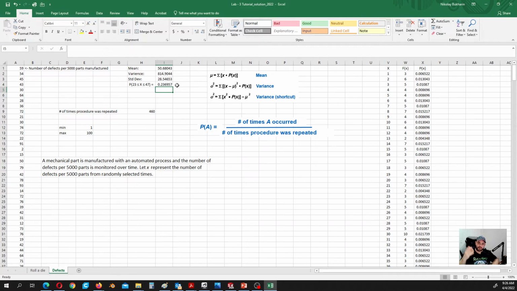So this is if we keep checking 5,000 parts. What is the probability to get 23 defects or 24 defects or 25 and so on and so forth up to 47? Yeah, that's what you need to do in your lab number 3 in the first part.